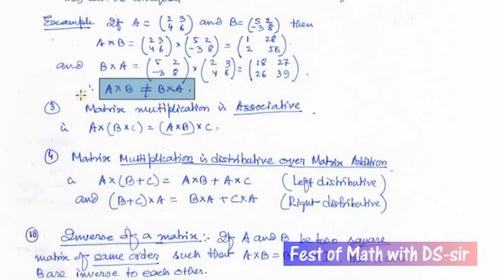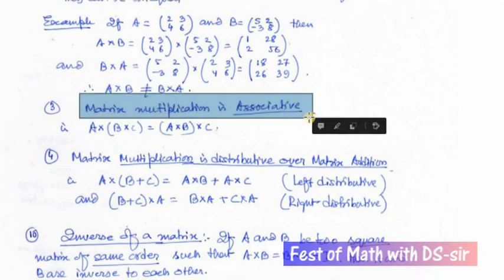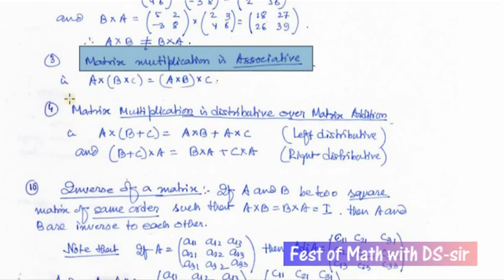Matrix multiplication is associative. (A into B) into C is equal to A into (B into C). You can prove this very easily by taking three matrices. Its general proof is a little bit lengthy, so it is beyond the scope of our syllabus.